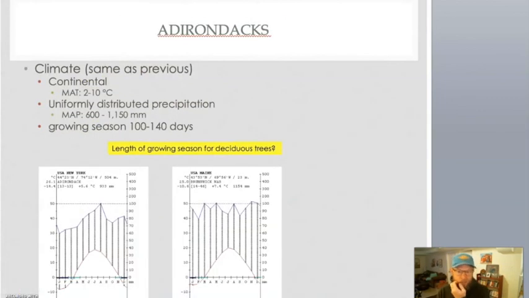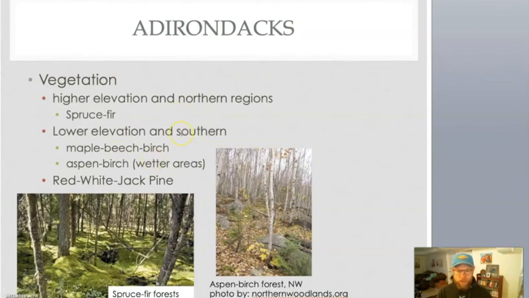But of course, the climate is going to be exactly the same. Fairly uniform distribution of precipitation, cold temperatures, and that's what's going to limit the trees you would find here. So we're going to end up seeing the exact same forest cover types being the most dominant. Again, higher elevations and further north, you're going to get spruce fir. As you move down in elevation, you're going to get maple beech birch, aspen birch forest, and red white jack pine. Again, the difference between aspen birch and red white jack pine has to do with the soil type.